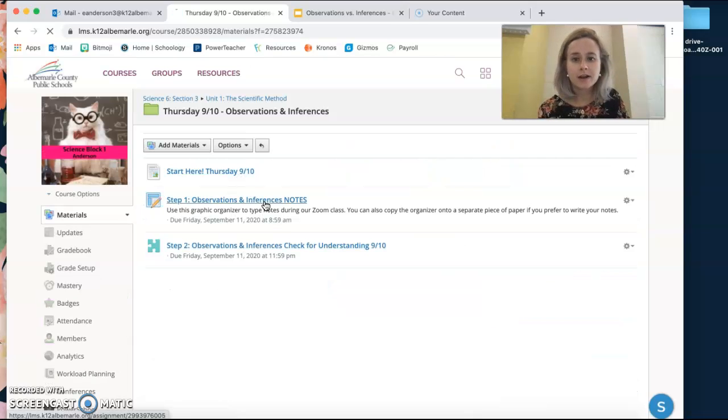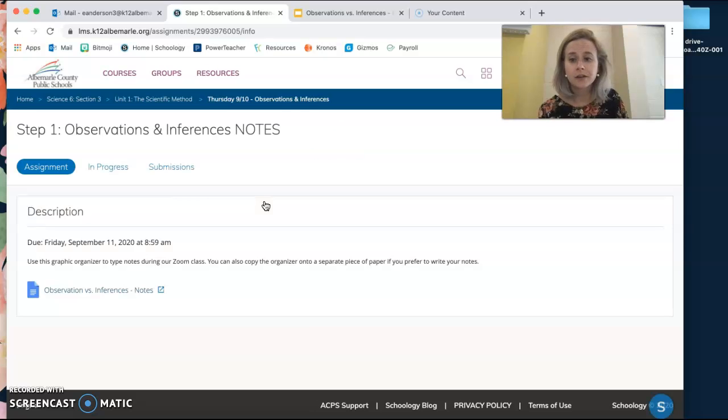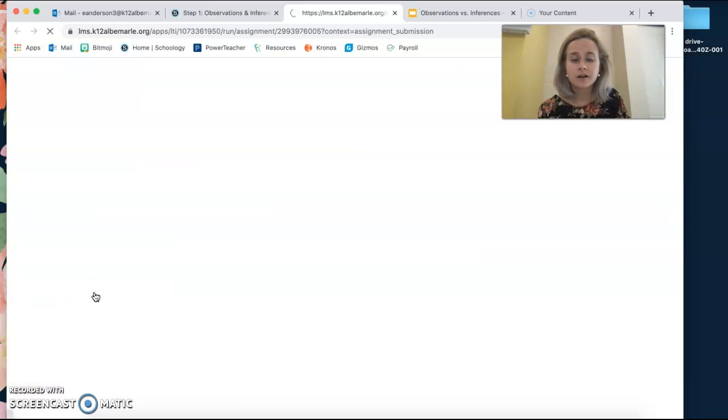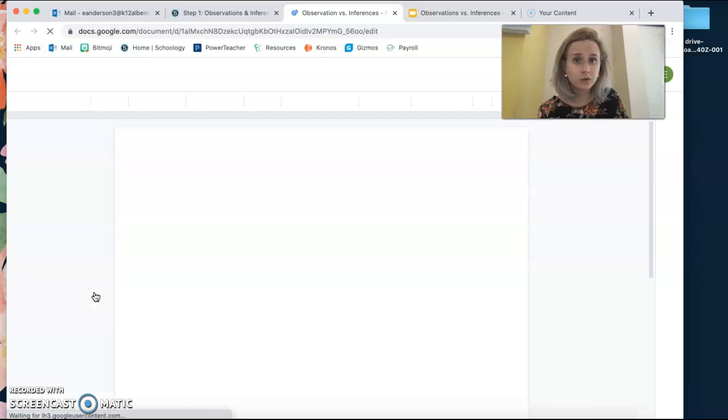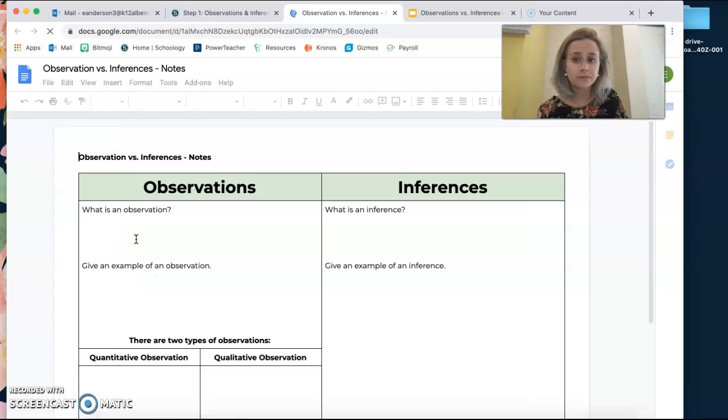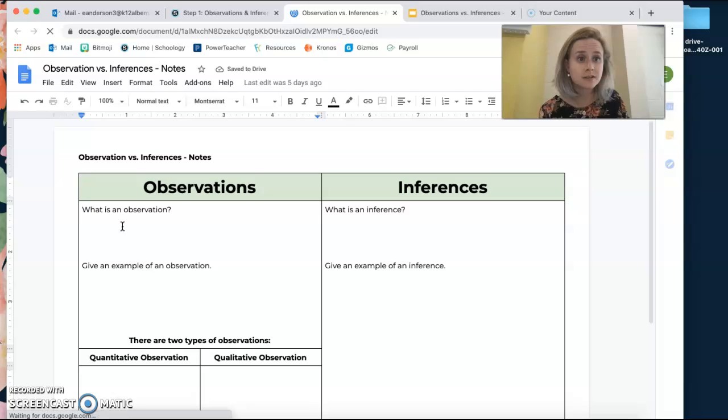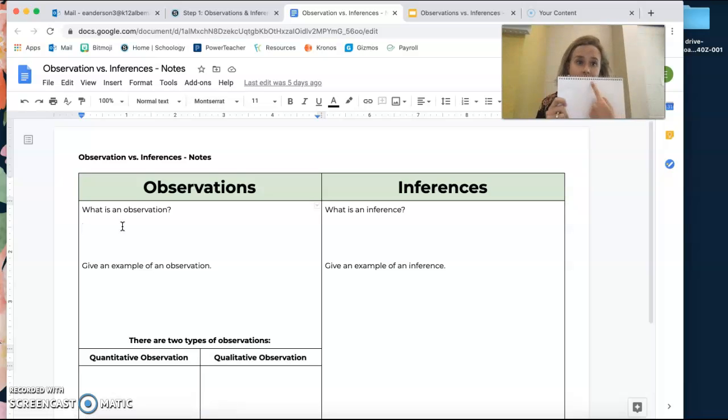Step 1 is to get the notes ready. These notes are an electronic form that you can make edits to. So you can type right into this electronic note sheet. If you prefer to write, you can leave this blank, but just copy the form onto a blank sheet of paper. Just cut it in half, like do a little T-chart.